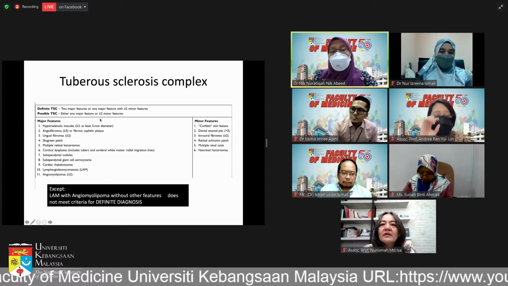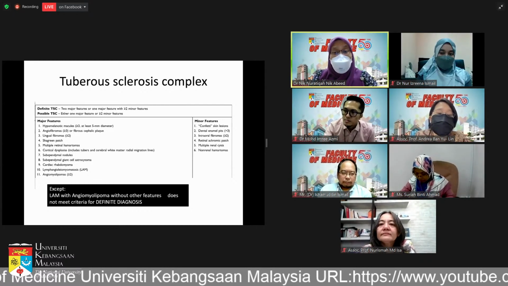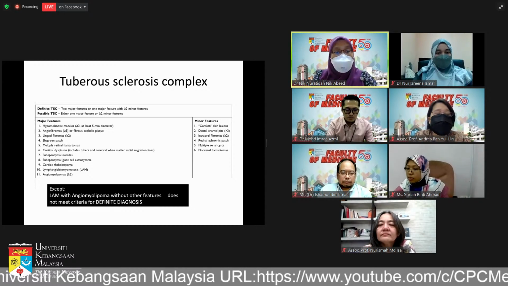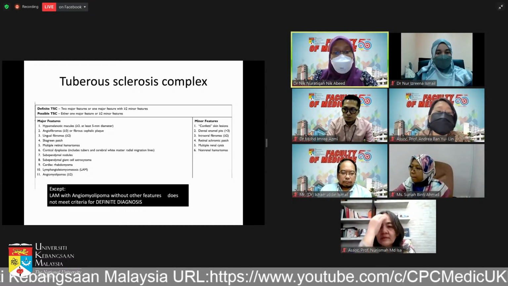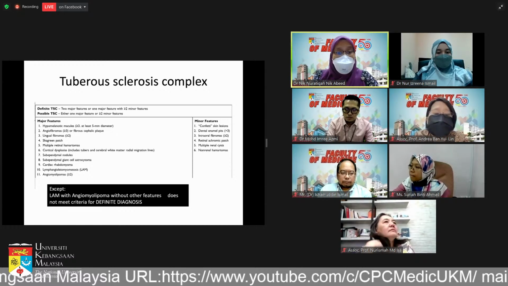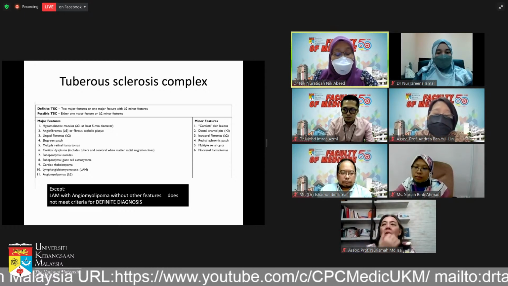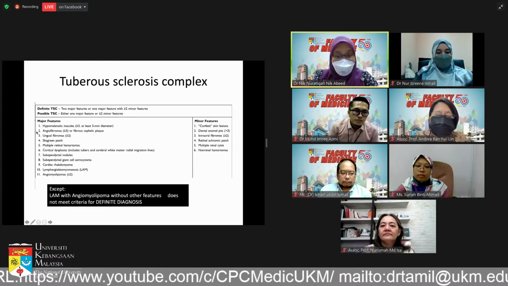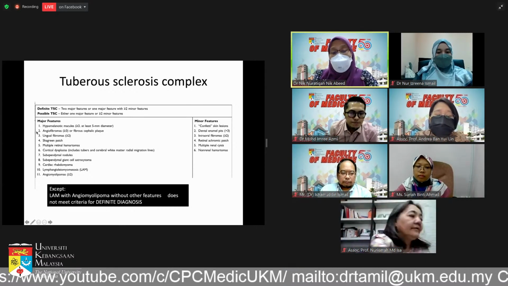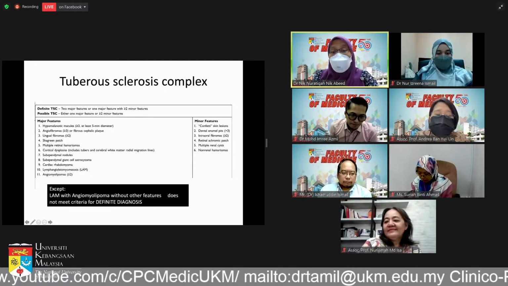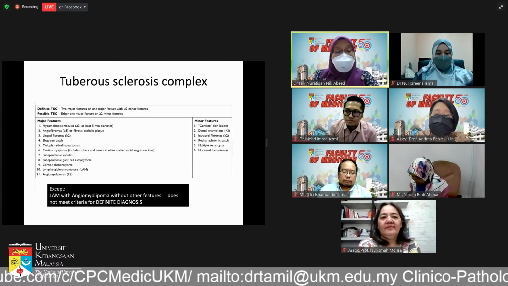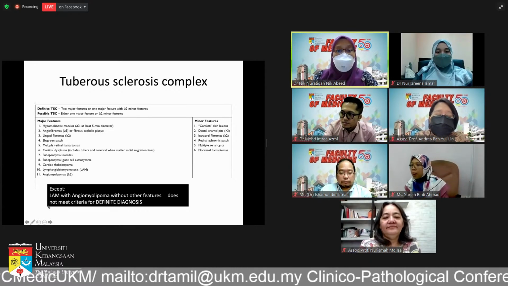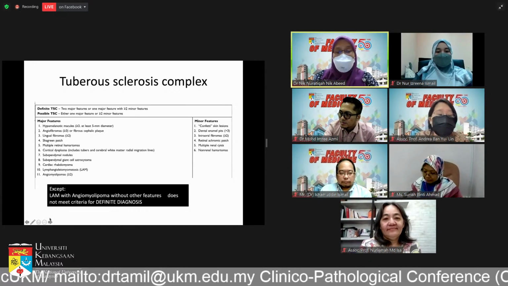So why was this patient not diagnosed as tuberous sclerosis complex? To diagnose a definite case, we have to have 2 major criteria, but this patient had only LAM plus angiomyolipoma. These 2 major features do not meet the criteria of a definite diagnosis because there are no other features. So we call it a forme fruste. So clinical features suggestive of TSC, but not a definite diagnosis.